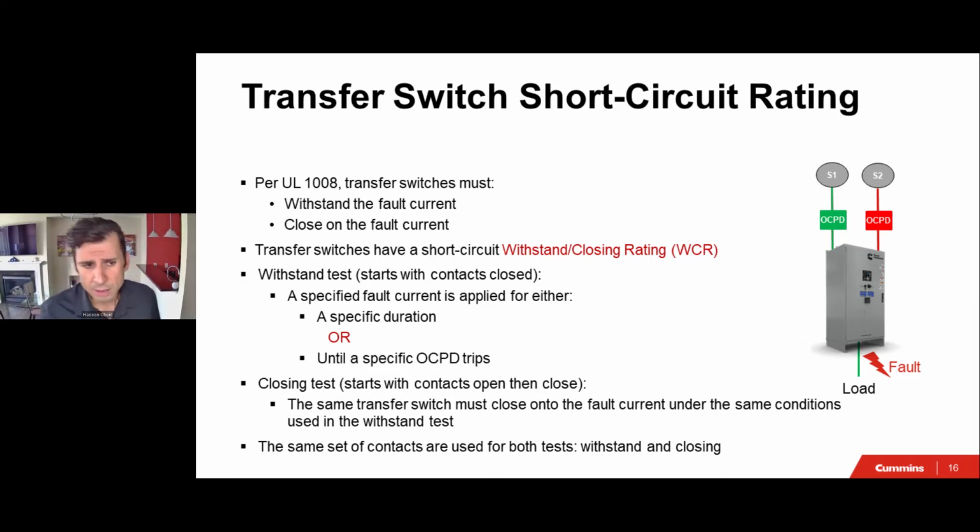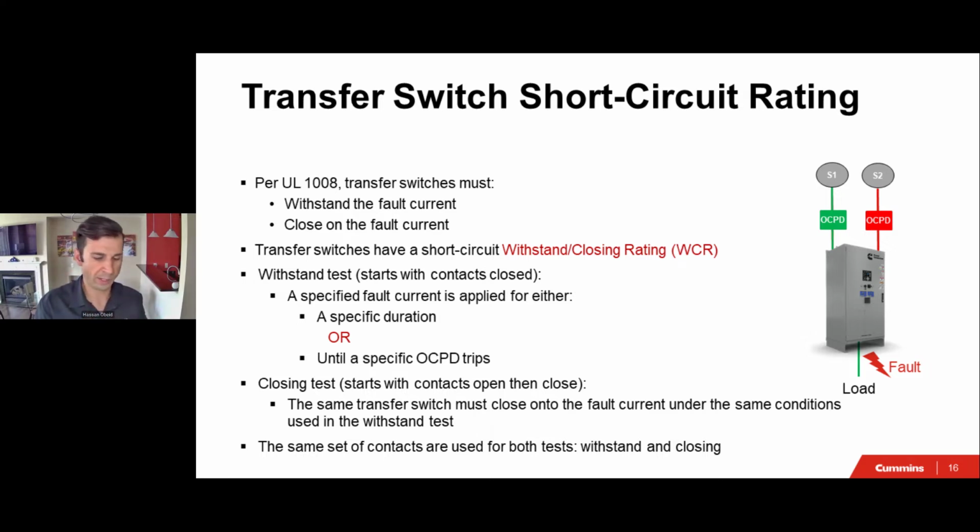So how is the test done? The withstand test starts with the contacts closed, and then a specified fault current. Let's say we want to test this transfer switch for 65,000 amps. We go to a specific lab in the country, connect the transfer switch, and apply 65,000 amps of fault current for a specific duration, and here's where we need to pay attention, that duration is outlined by UL 1008, and then the device supplying that current stops.